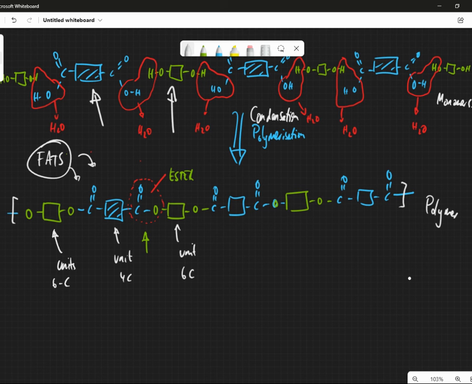What holds the units together, as Zara just said, are things called linkages or links. So this is a link, and this is a link. What is the type of the link? It is, again, as Zara said, an ester link. And because there are many ester links, the polymer is therefore known as a polyester. Okay? Are we good with that? So polyester is a condensation polymer.